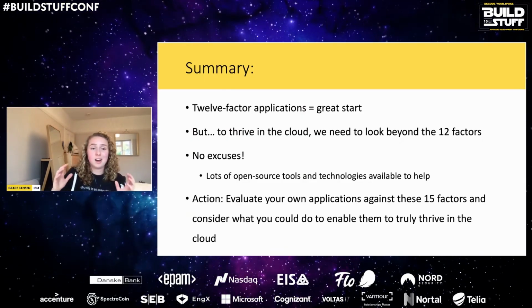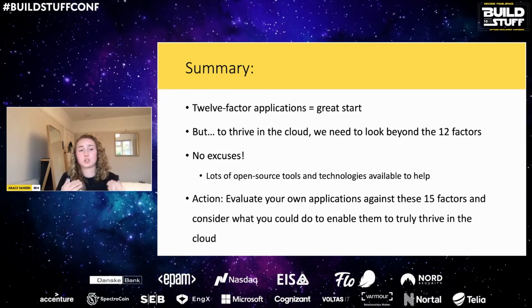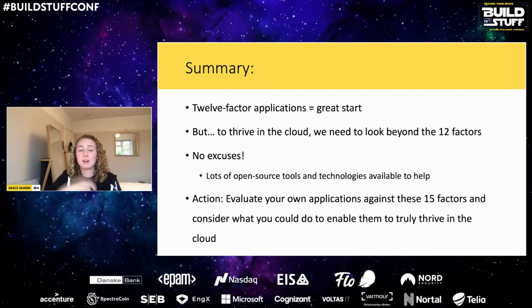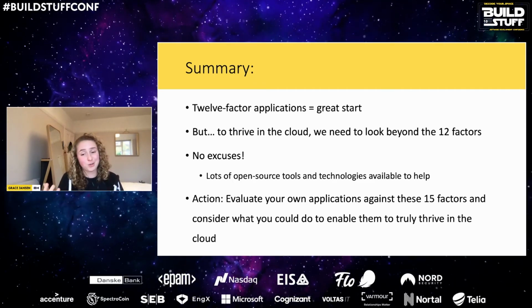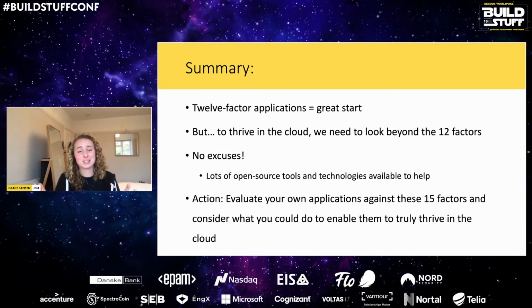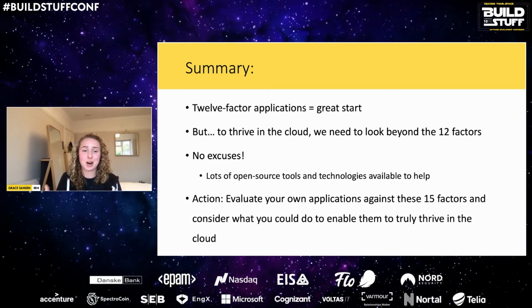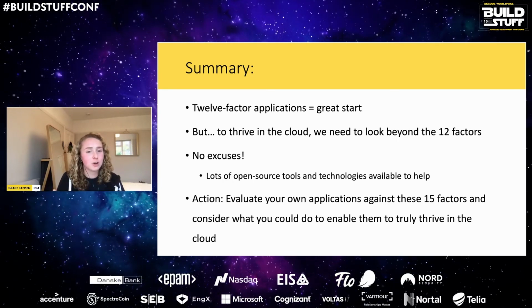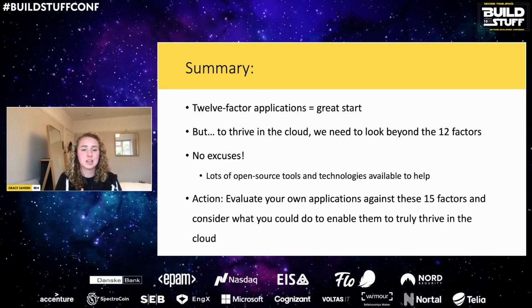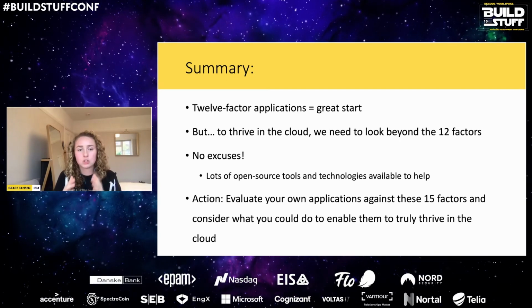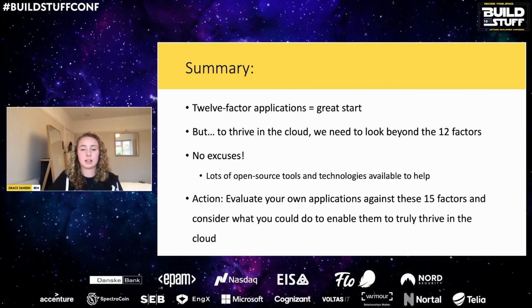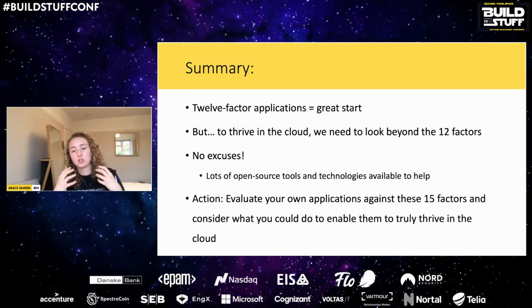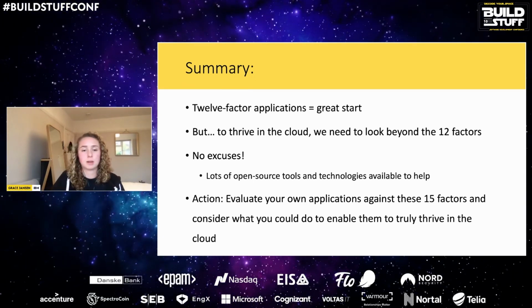So hopefully, as a quick summary, what I've shown you is that the 12-factor applications is a great start. But in order to actually thrive within the cloud, we have to look beyond it. And there are no excuses, I'm sorry to say. There are tons of open source tools and technologies that are available to help you on this journey. So as an action for you guys to take away, evaluate your own applications against these 15 factors and consider what you could do to really enable you to thrive within the cloud. Could you change any of them? Are you maybe not addressing some of them? How could you utilize these factors to improve your application?